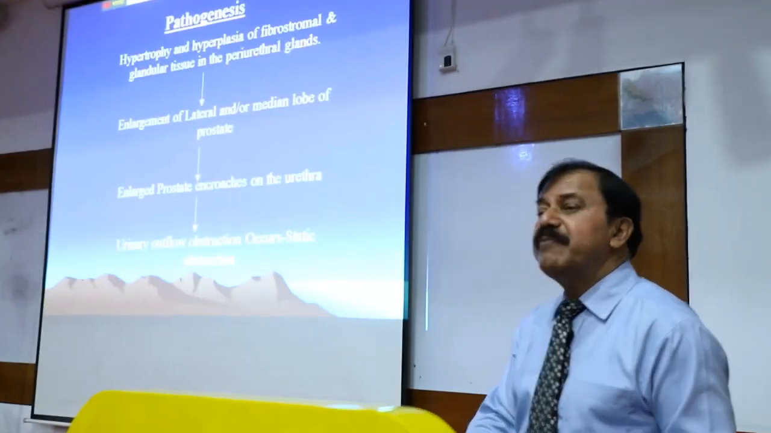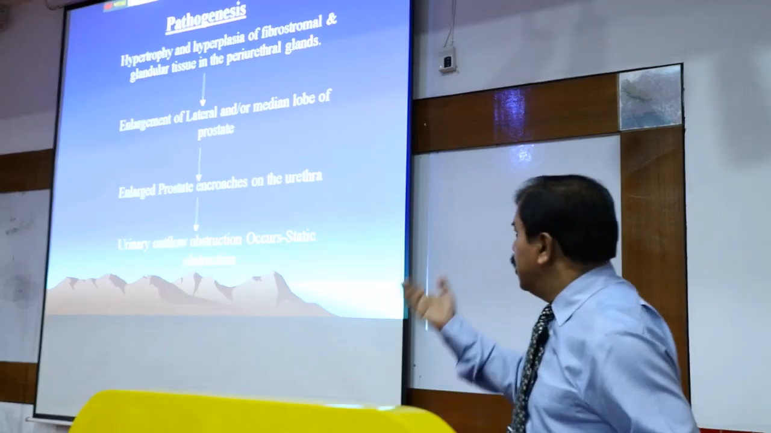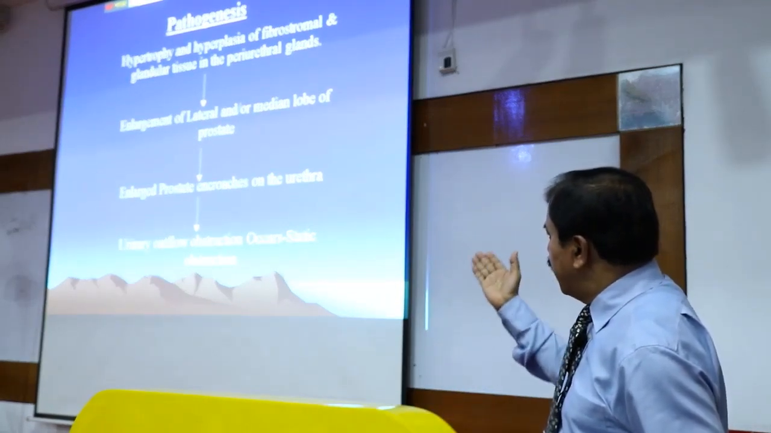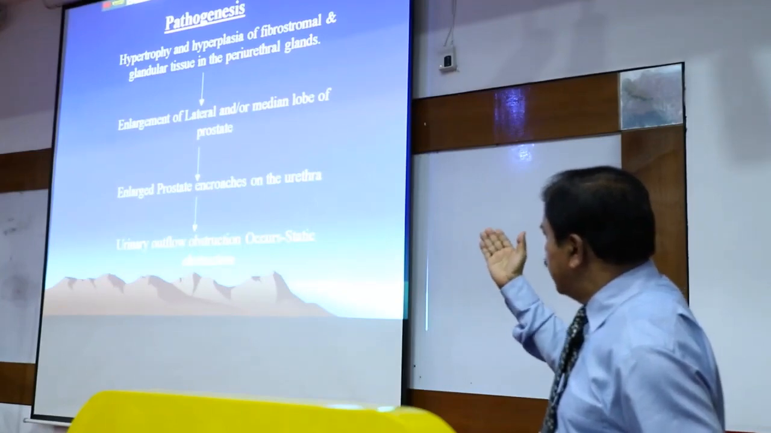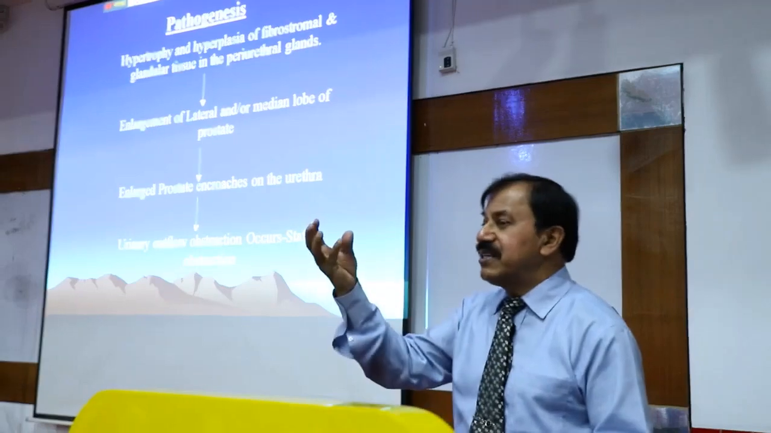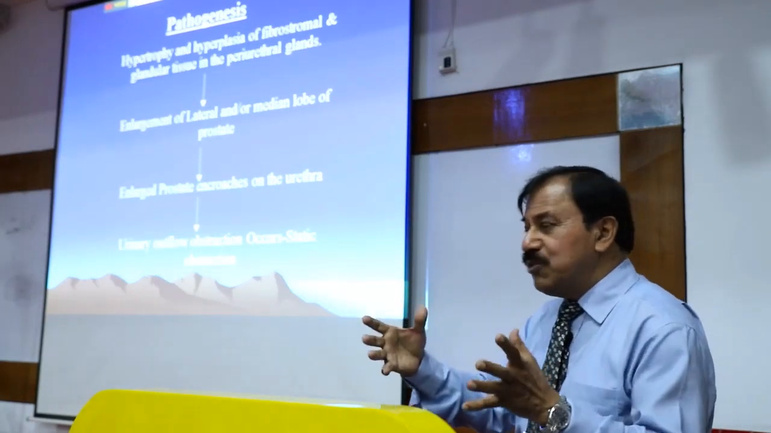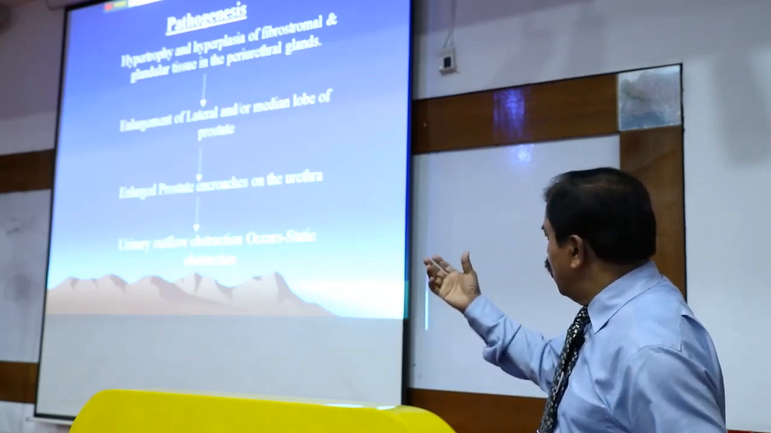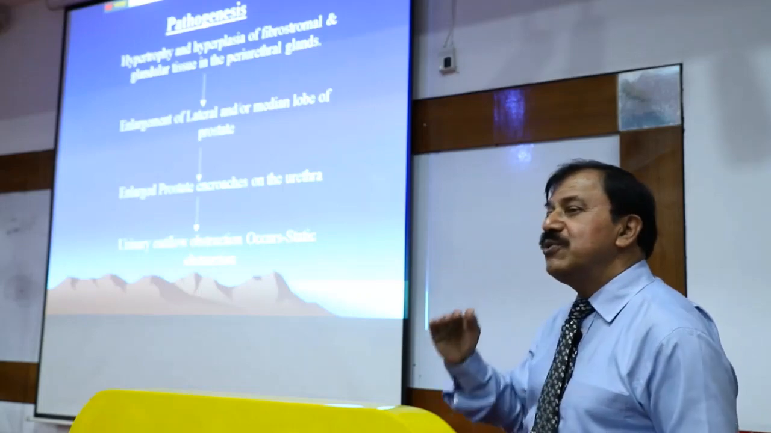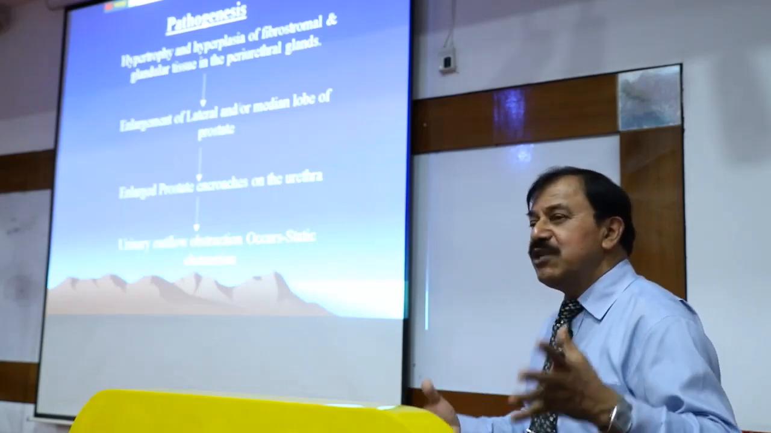And then what is the pathogenesis? Pathogenesis means how the problem arises. So you see this is hyperplasia, hypertrophy and hyperplasia, enlargement of the prostate gland, mainly the median lobe. When the median lobe enlarges, it blocks the urethra. When it blocks the urethra, urine cannot pass, so the flow is obstructed. The flow of urine is blocked, so urine is retained within the bladder.